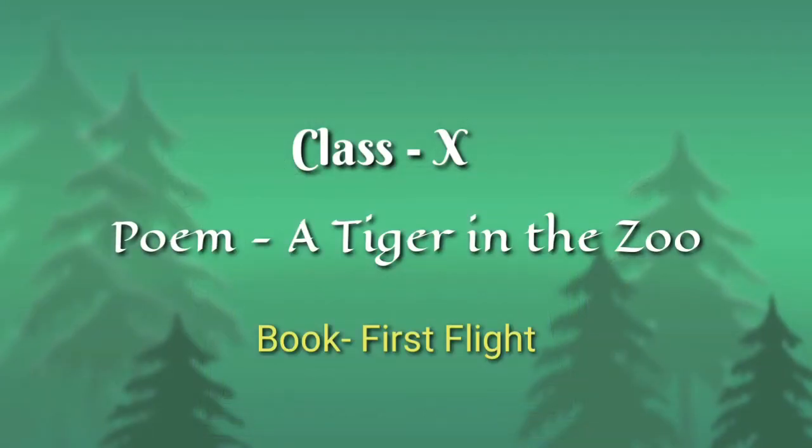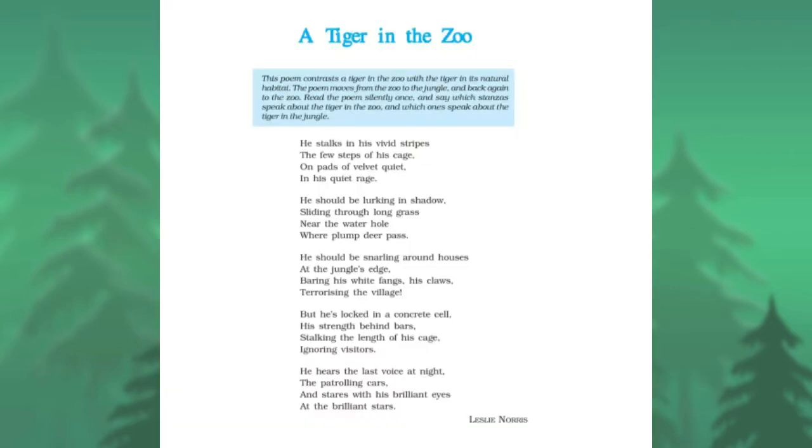Hello student, this is another explanation video of your chapter that is a poem, A Tiger in the Zoo, from your book First Flight. So this is a very beautiful poem. It is given about tiger here. So let's see what is given as a start off in this poem.